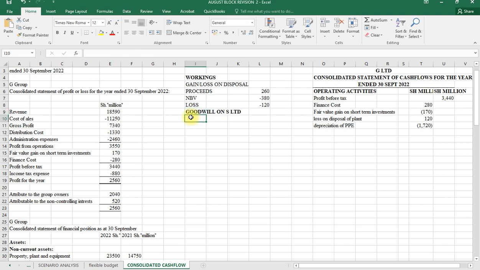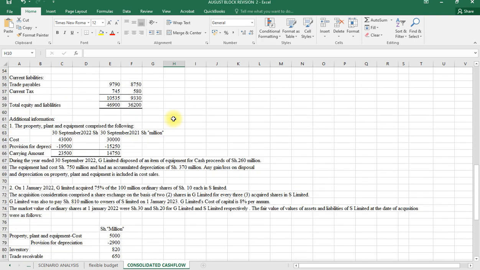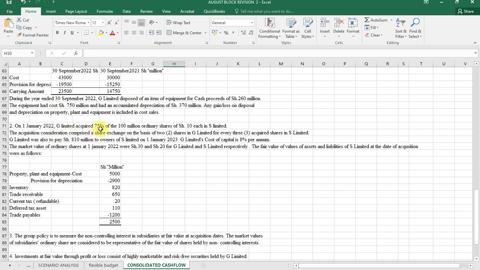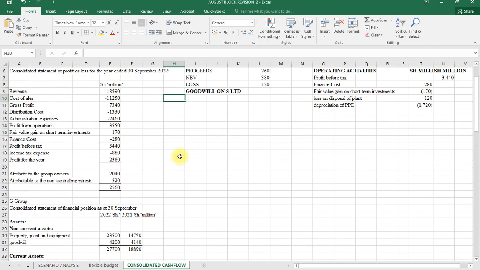So we paid to acquire S Limited. We are told something here. We acquired 75% of ordinary shares of 10 each. The acquisition comprised a share exchange on the basis of 2 shares in G for every 3 shares acquired. So, a share exchange.